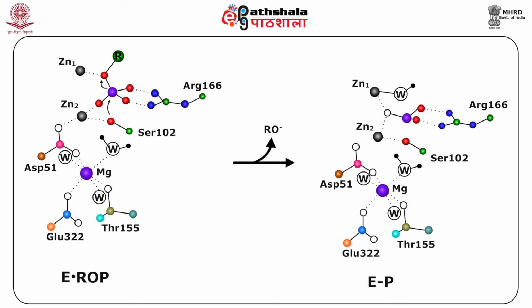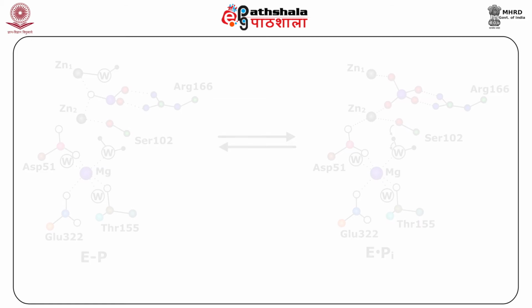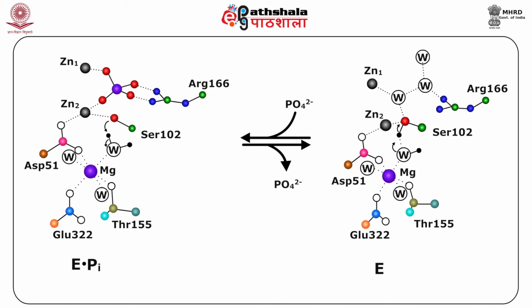Then serine 102 performs a nucleophilic attack on the phosphorus atom, resulting in the formation of the covalent enzyme phosphate intermediate EP. This results in the inversion at the phosphorus center and loss of the leaving group RO-. This is followed by the attack on the phosphorus in EP by the nucleophilic hydroxide ion coordinated to zinc 1, resulting in the formation of the non-covalent enzyme phosphate complex EP. A second inversion of configuration occurs at the phosphorus center. The water molecule coordinated to magnesium now acts as a general acid, donating a proton to serine 102.